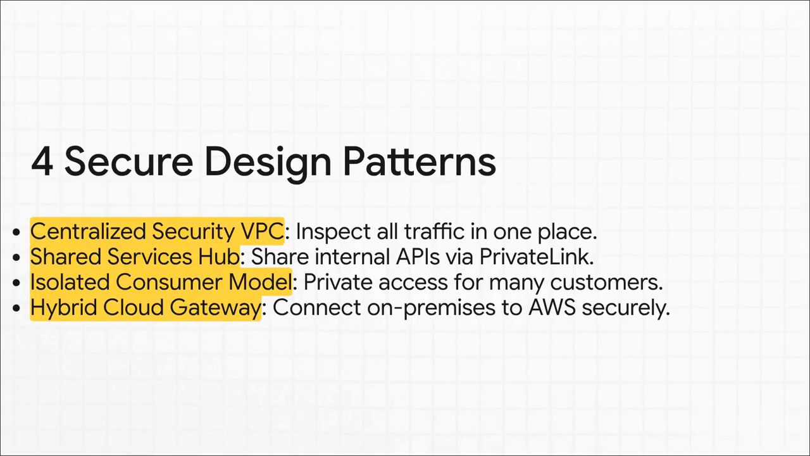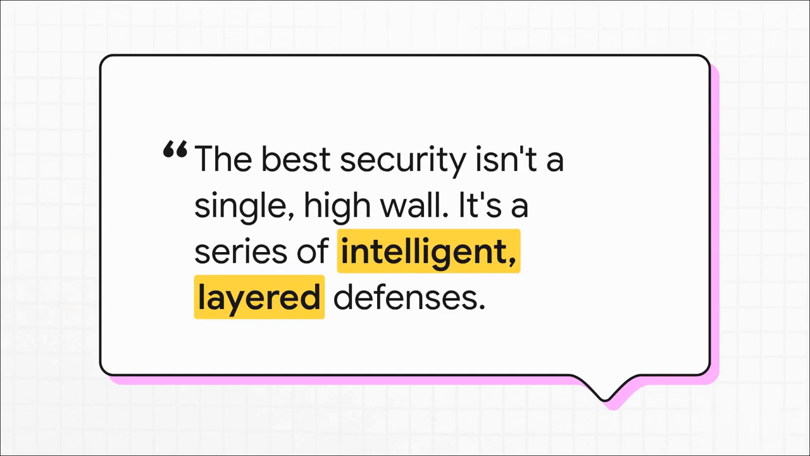Next, the shared services hub, which is all about reusability. You host your common internal services and share them out with PrivateLink. Third, the isolated consumer model. This is perfect for SaaS providers who need to give customers secure, private access to their service. And finally, the hybrid cloud gateway, which is how you build that secure, scalable bridge between your on-prem data centers and AWS.